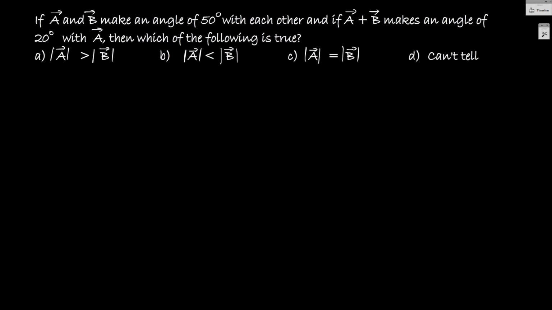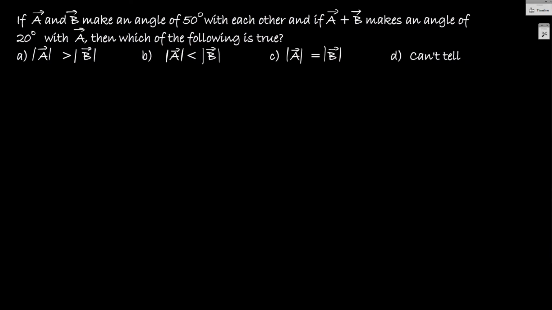Okay. In this question, vectors A and B make an angle of 50 degrees. So I'll follow my rules, and my rules are, the moment you read something and you feel the need to draw it, draw it. Here is A, here is B, this angle is 50. Okay, and A plus B, that's the resultant. So the resultant makes an angle of 20 degrees with A.